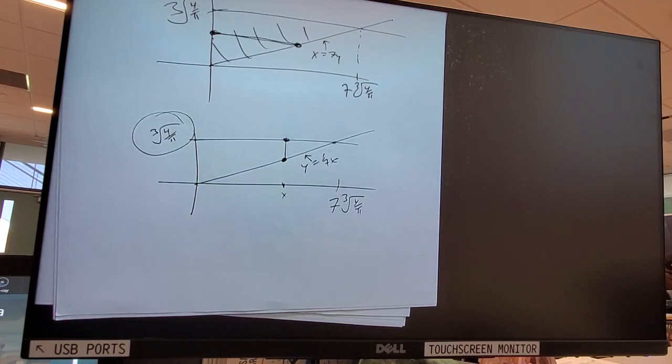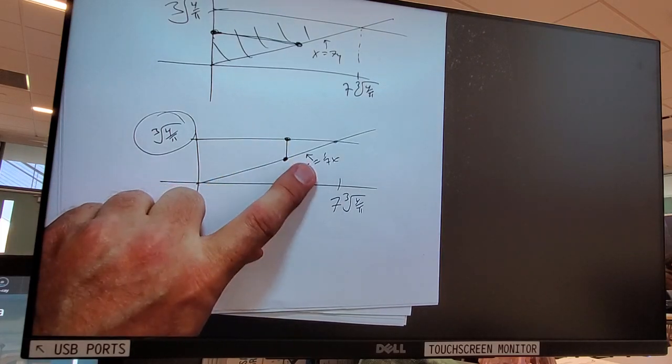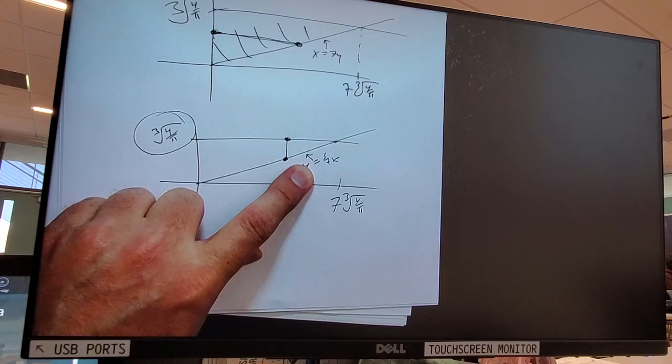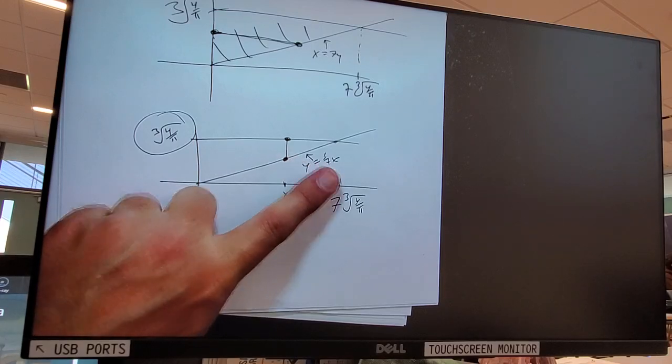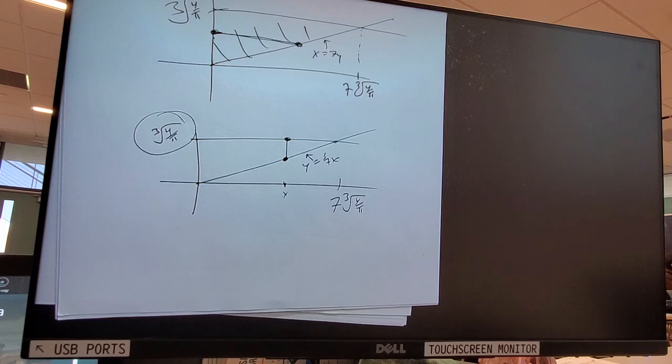If I'm trying to figure out what Y is doing, and I've got these walls it goes between, each wall has to be Y equals something. Y is this here, Y is this here. Is that better? Is that okay? All right.